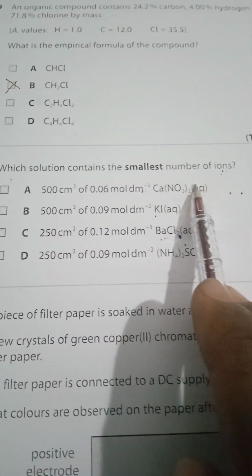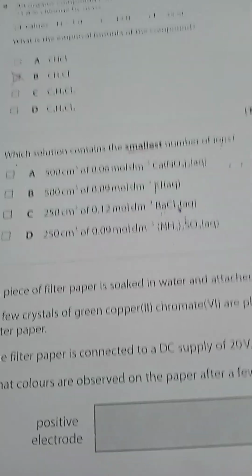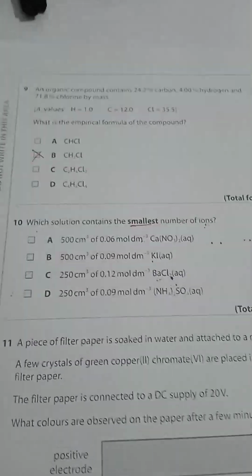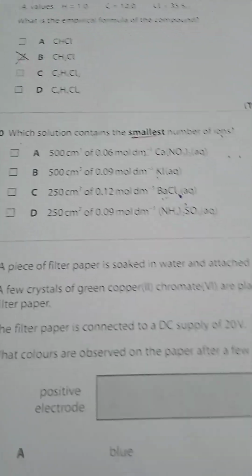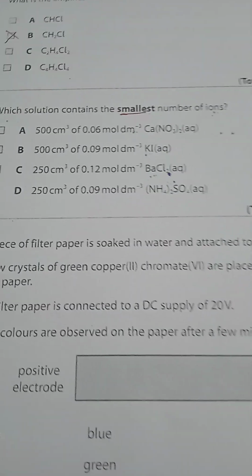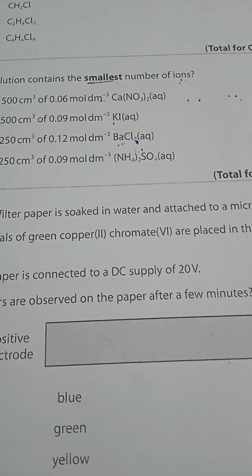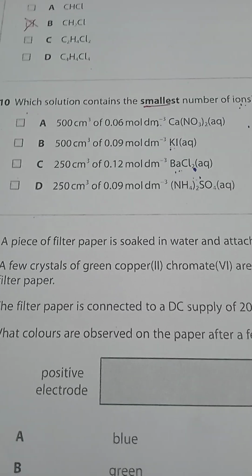Question number 10. Solution containing the smallest number of ions. They ask for the solution containing the smallest number of ions. So how do we find which solution contains the smallest number of ions here? You need to know what the things given are. They ask for the smallest number of ions, so the formula that shows the smallest number of ions is what they ask.